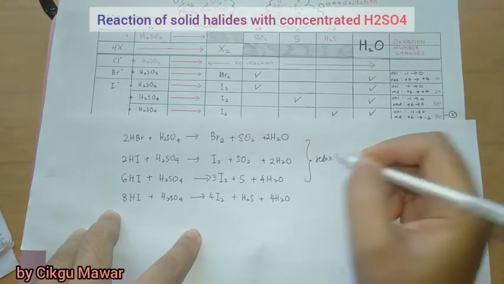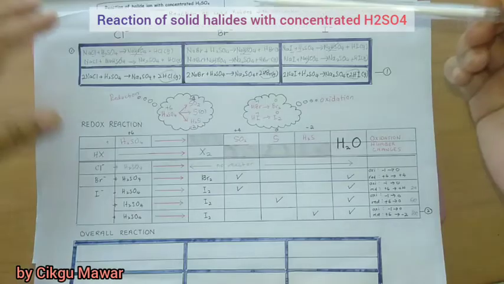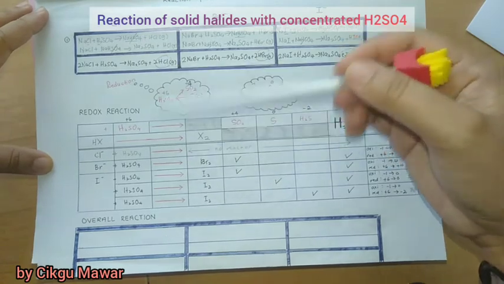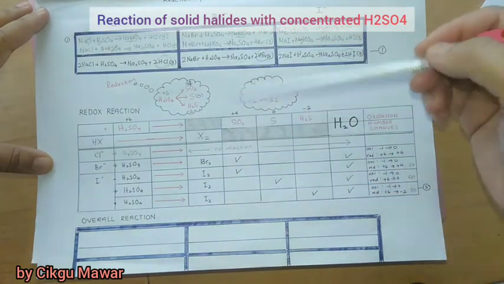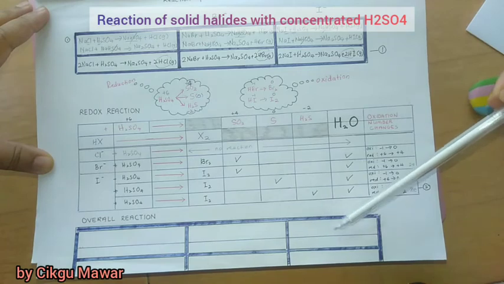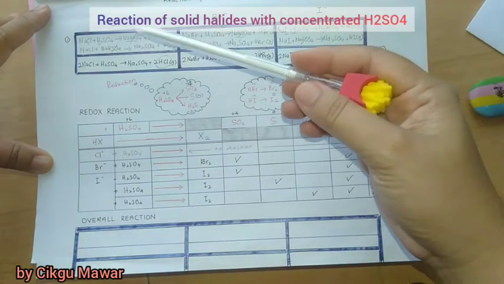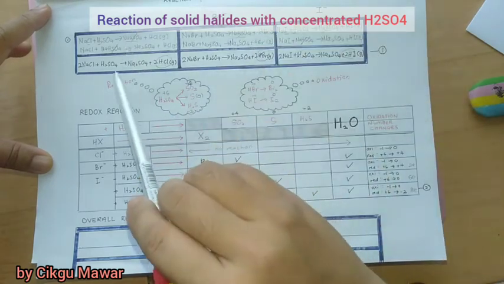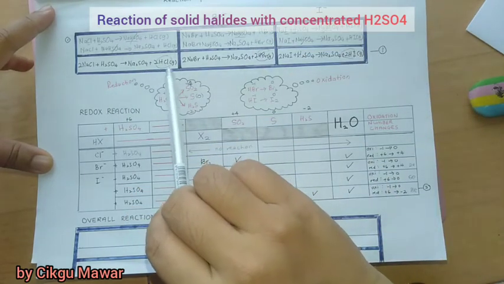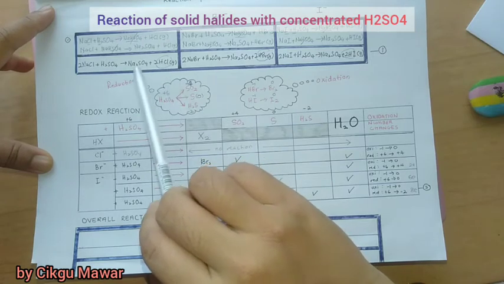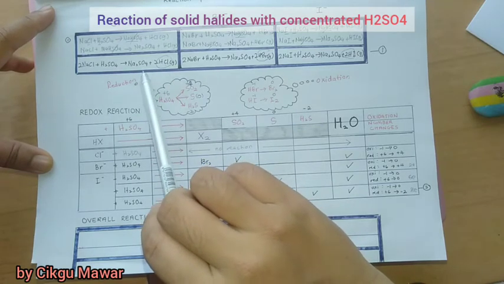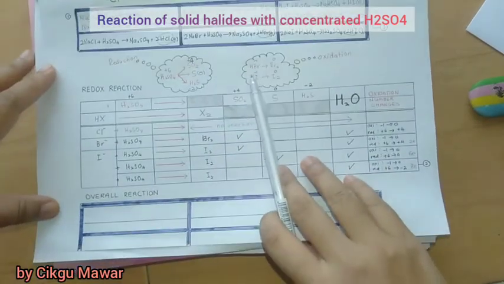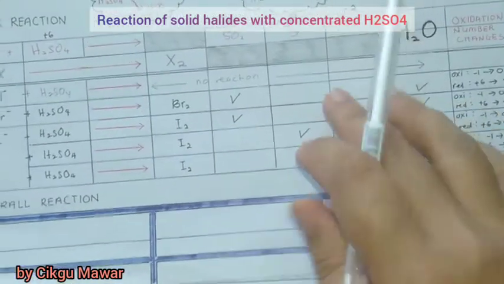So these are the redox equations. Let's rewrite the overall reactions. This table belongs to chloride, this one to bromide, and this one to iodide. For the reaction between chloride and concentrated sulfuric acid, the overall reaction is this one, because it occurs only until this point, where we release hydrogen chloride gas and sodium sulfate. So we will write it here.